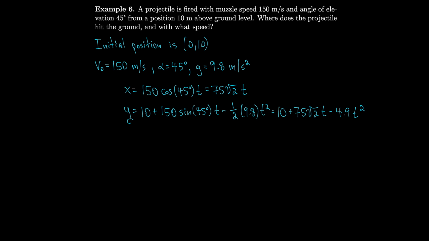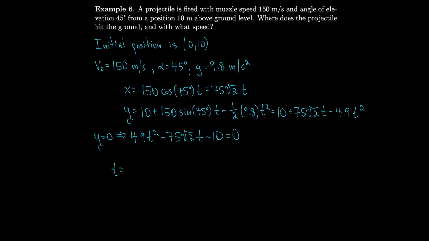Again, let's see where it hits the ground, so that's where y equals 0. So that means, well, how about I set this equal to 0, but then I want this coefficient to be positive, so I'll just divide everything by minus 1. So that's 4.9 t squared minus 75√2 t minus 10 equals 0. So we'll use the quadratic formula to solve this thing.